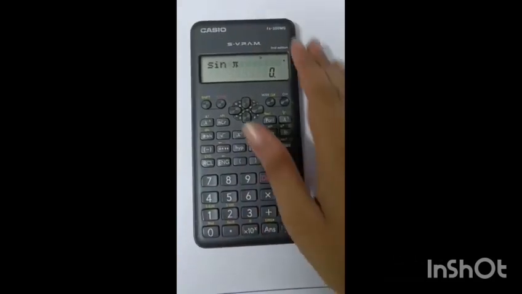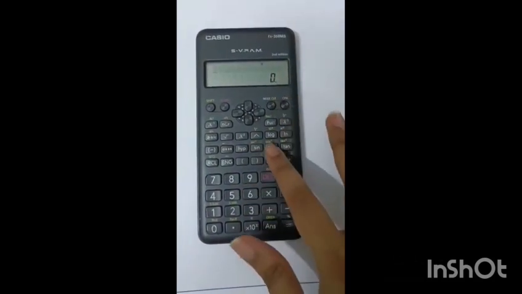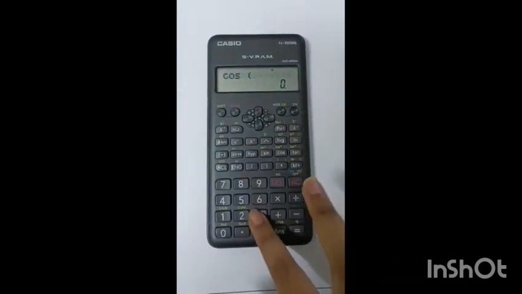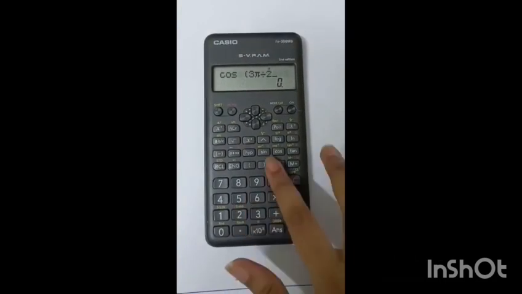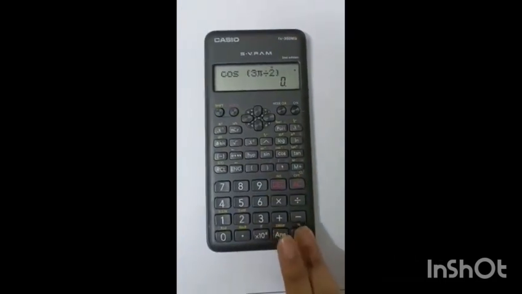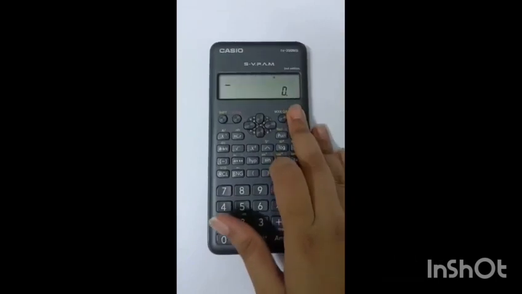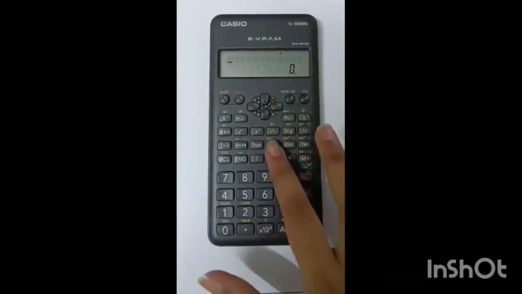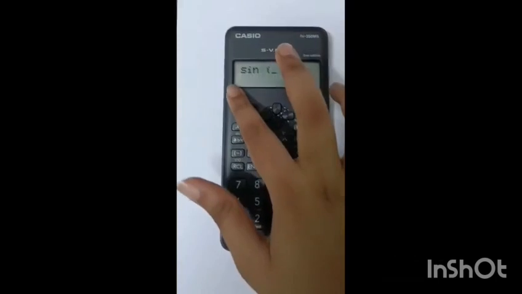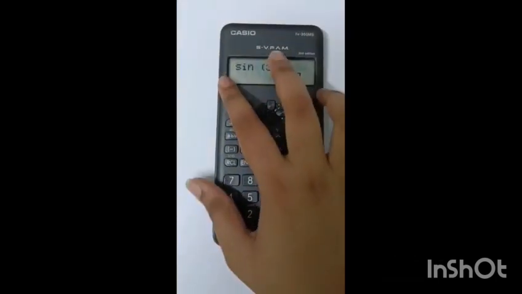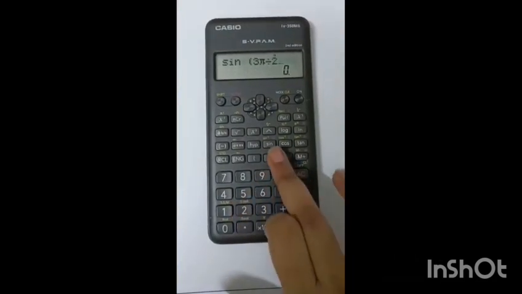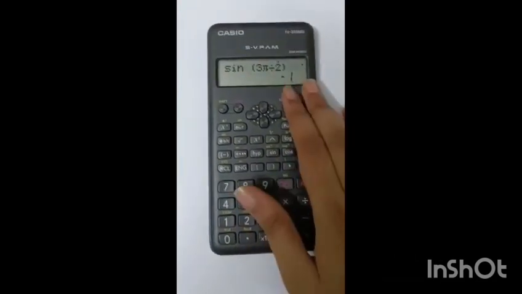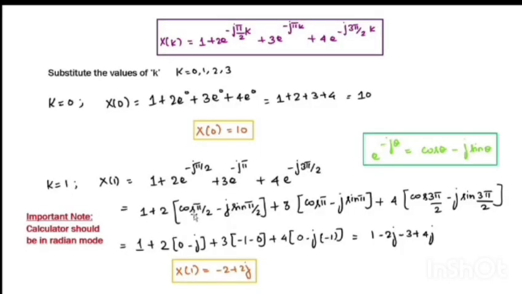Next is sin pi. Sin, shift pi. Sin pi is 0. Next cos 3 pi by 2. Cos, open bracket, 3, shift pi divided by 2, close bracket, which is nothing but 0. Finally sin 3 pi by 2. Sin, open bracket, 3, shift pi divided by 2. That is nothing but minus 1. So now we have calculated the values for each and every term in the calculator.